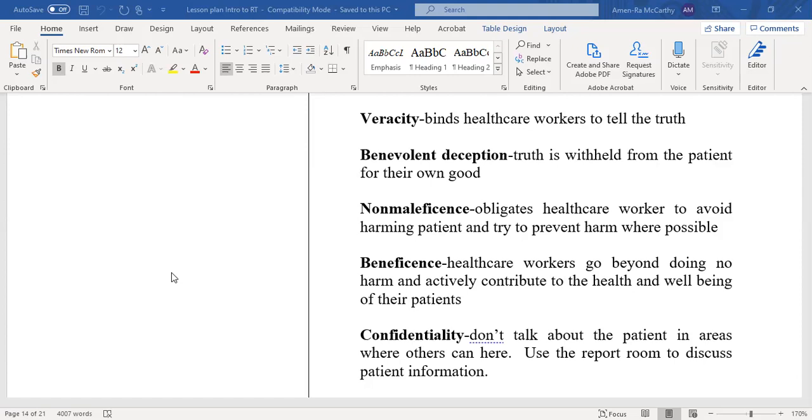And then, of course, confidentiality. Don't talk about the patient in areas where others can hear you. Use the report room to discuss patient information. Best place I told you was the report room or the nurse's station. Okay.